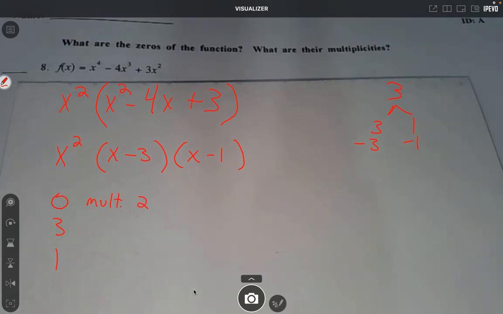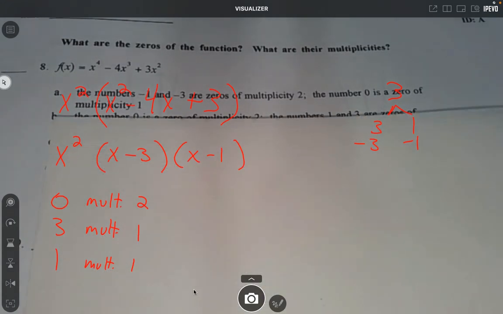How many times do I see x minus 3? Just once, right? So that's multiplicity of what? 1. And how many times do I see x minus 1? Just once. So that's multiplicity of 1 as well. Does everybody understand? Yes? So you have to write that answer and that answer. I'm going to move this in a second, but it's going to look messy.